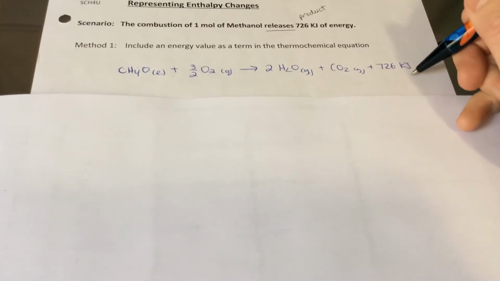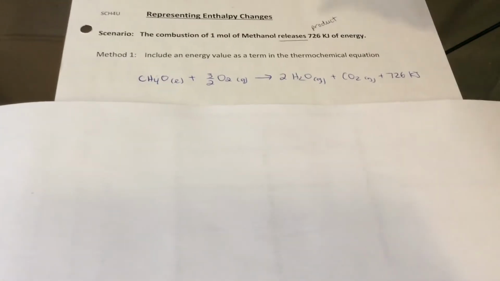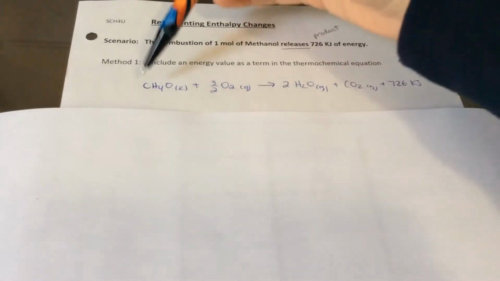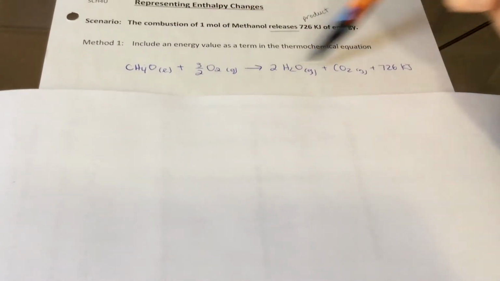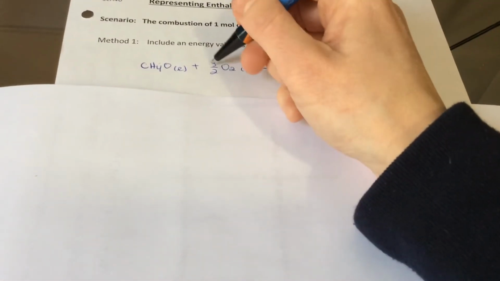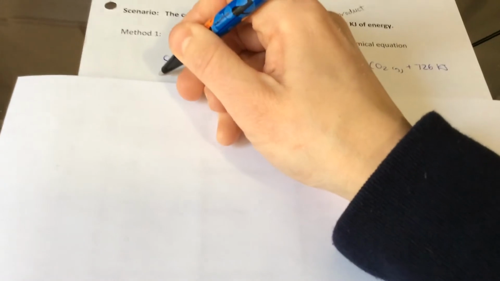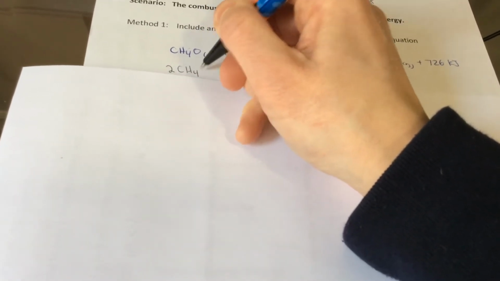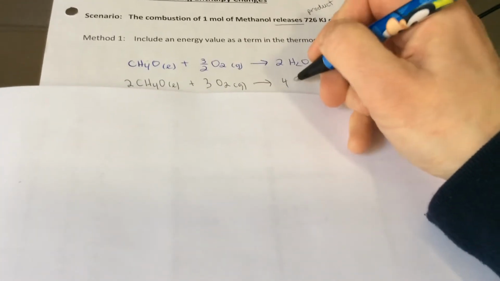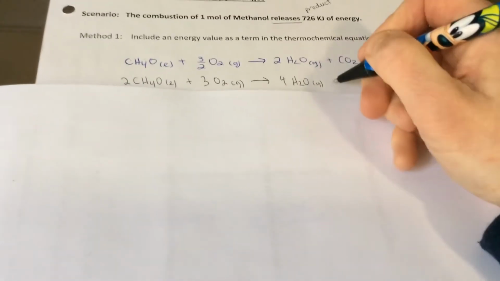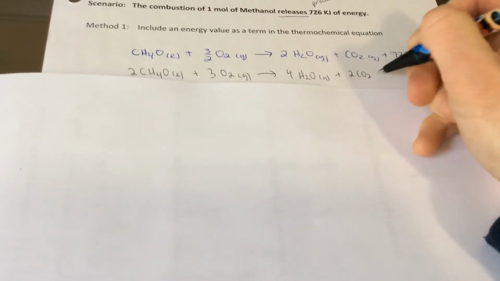Notice that there's no per mole here. We do not write that because we read all of this together. We can see that this is 1 mole. Let's say, for example, that you hadn't balanced it with fractions. If we multiply everything by 2, we would have 2 CH4O. 3 halves times 2 would be 3 O2 molecules. That would get 4 H2O gas, and we'd get 2 CO2.